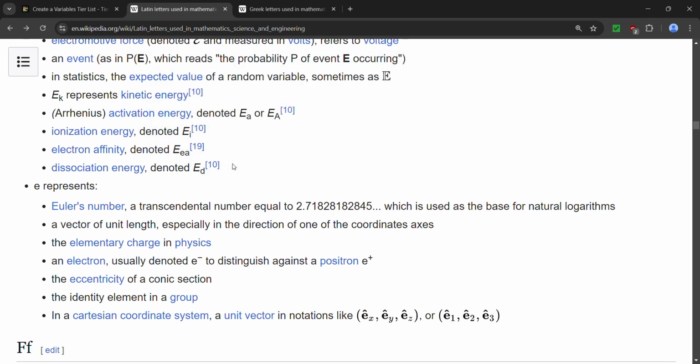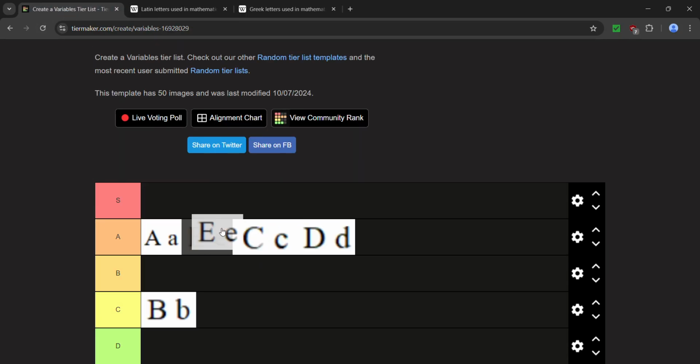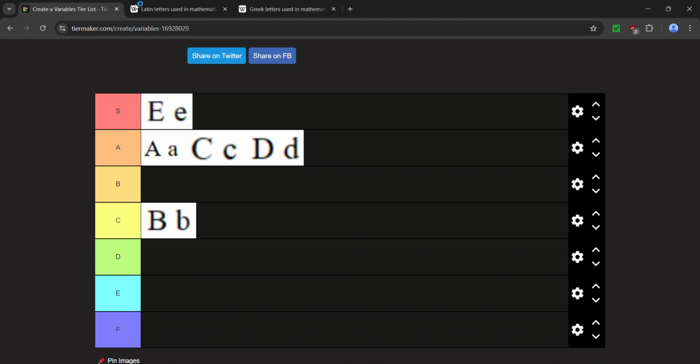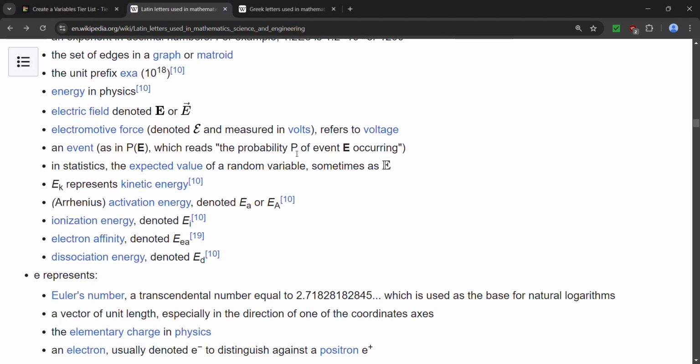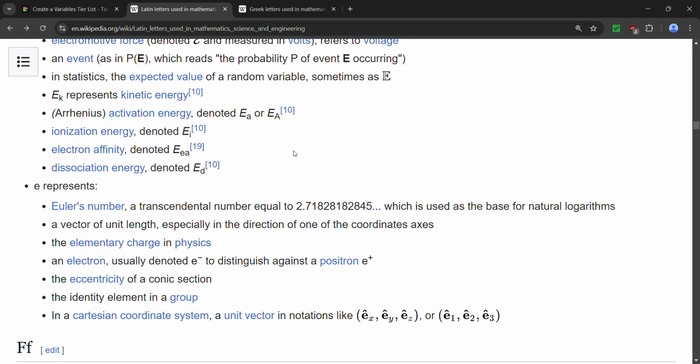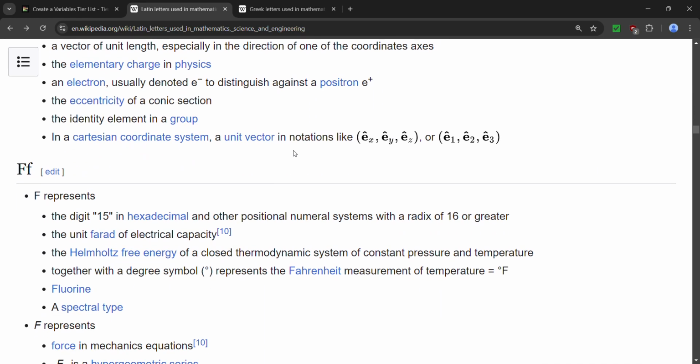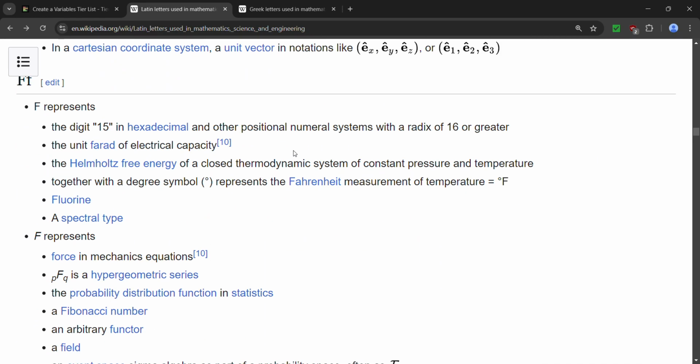Electrons. I'll give it some credit for Euler's number. All right, I think E is S tier. Those are all pretty great. I'm a big fan of energy, so I'm partial to it already. But in the meantime, let's take a look at F here. So we got the unit farad of electrical capacity. I'm not really crazy about that.